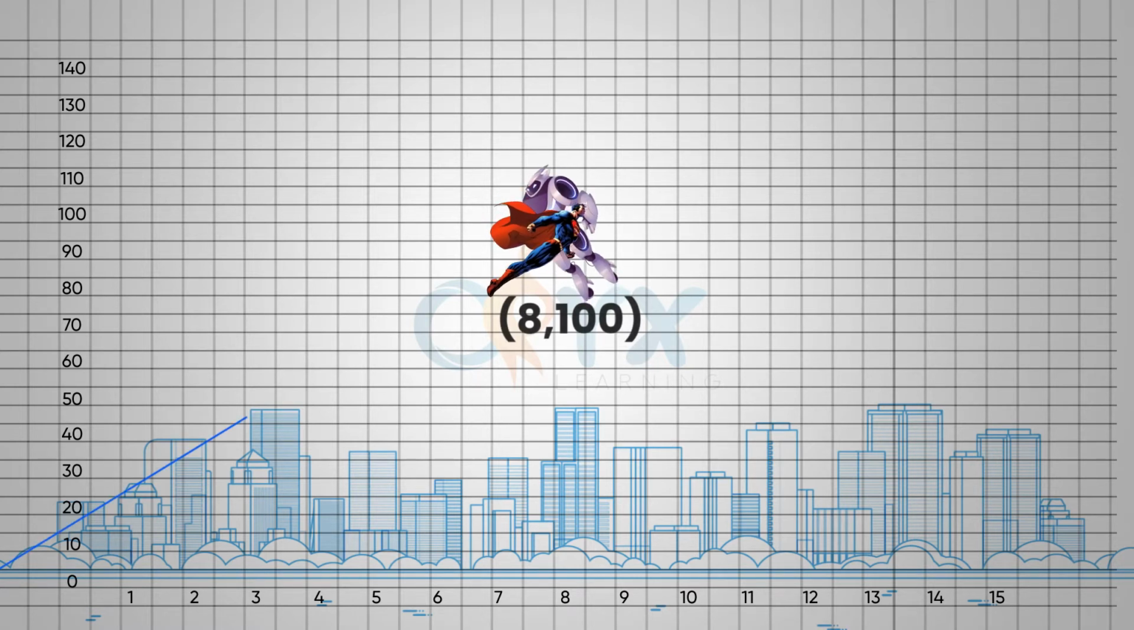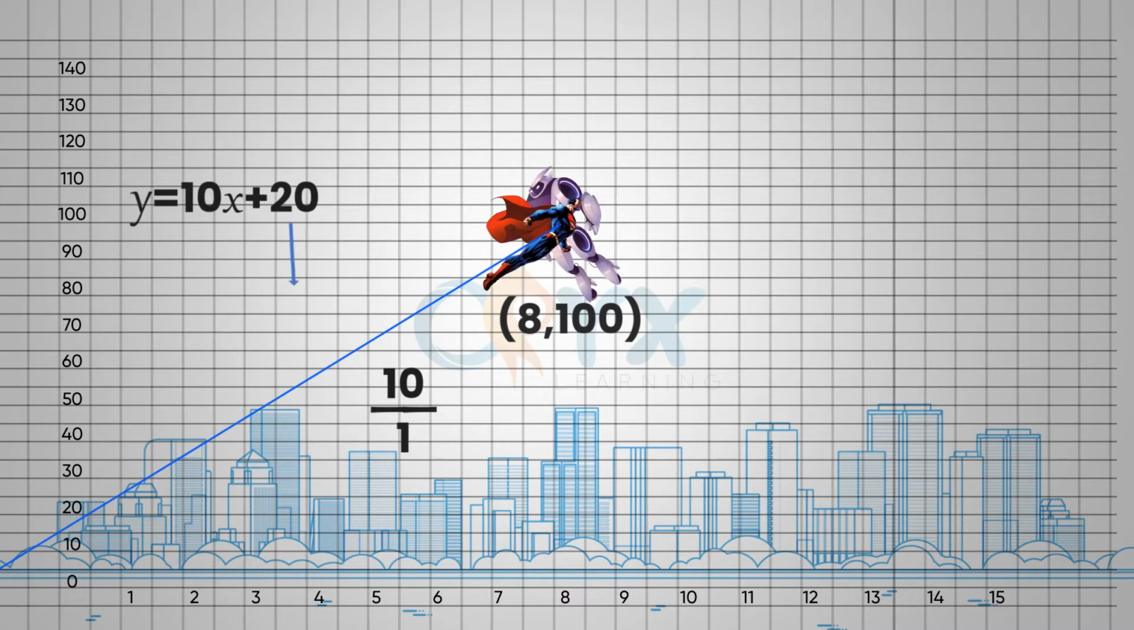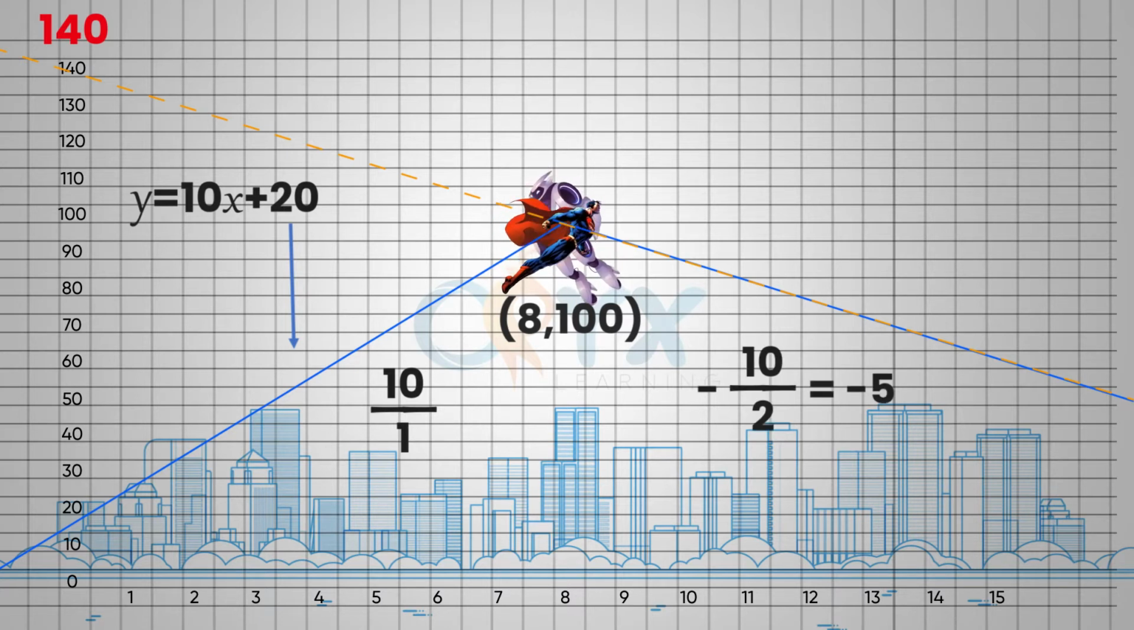If I follow the flight path of Superman, I can see that he has a y-intercept of 20 and a slope of 10 over 1, up 10 over 1. If I follow the flight path of the alien, we can see that if we extend it past where they collide, he would have a y-intercept of 140, and his slope, being it goes down, would be negative 10 over 2, or negative 5. So the alien would have an equation of y equals negative 5x plus 140, and Superman would have an equation of y equals 10x plus 20.